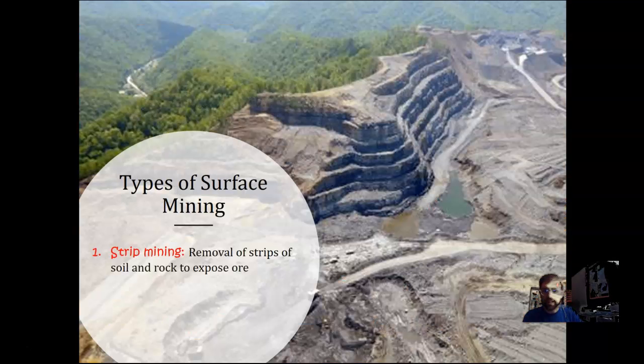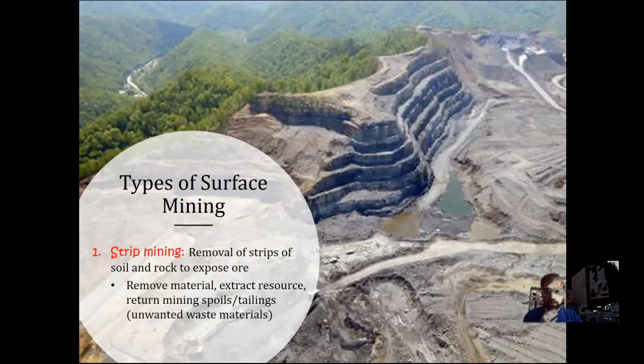So for surface mining, there's strip mining, which is the removal of strips of soil and rock to expose ore. And it's just removing material, extracting the resource, and then returning the mining spoils and tailings to where they came from. So this would be an example of strip mining, where they're just stripping off the top of the earth.